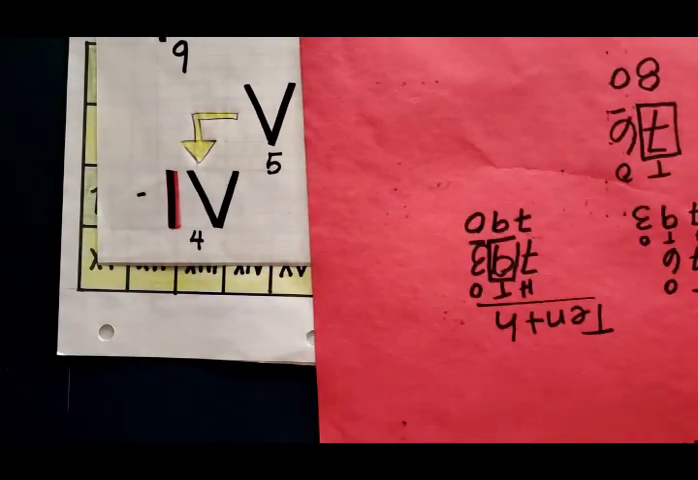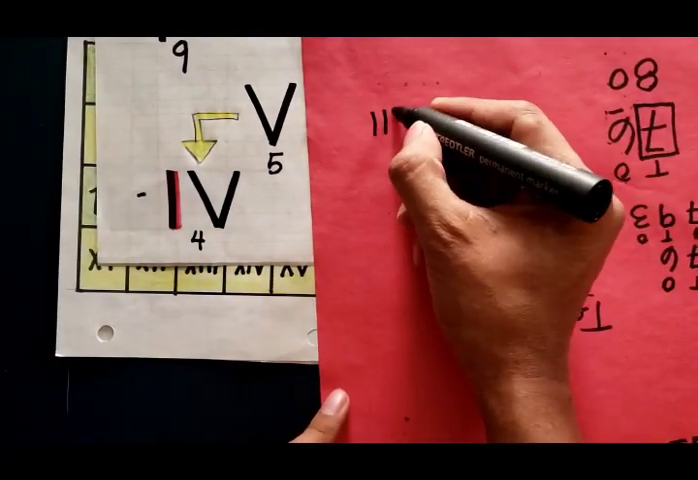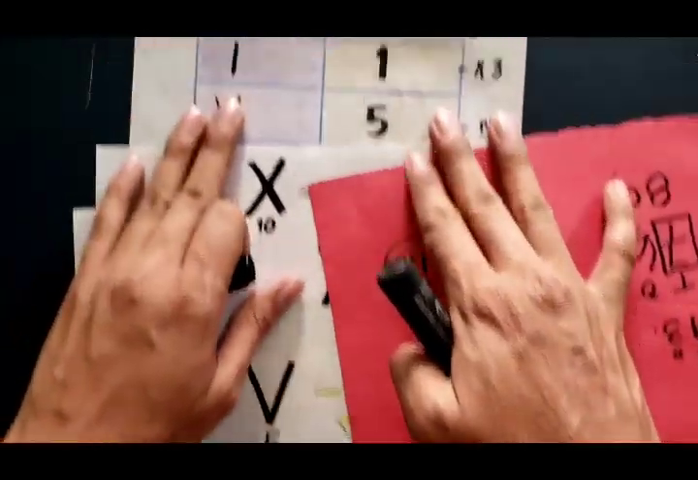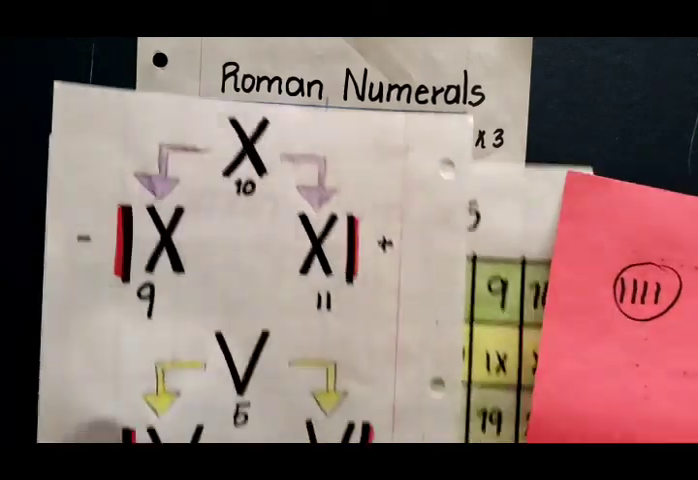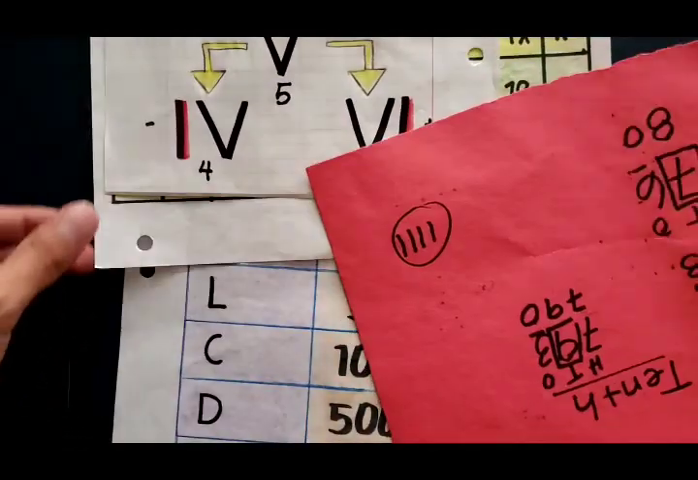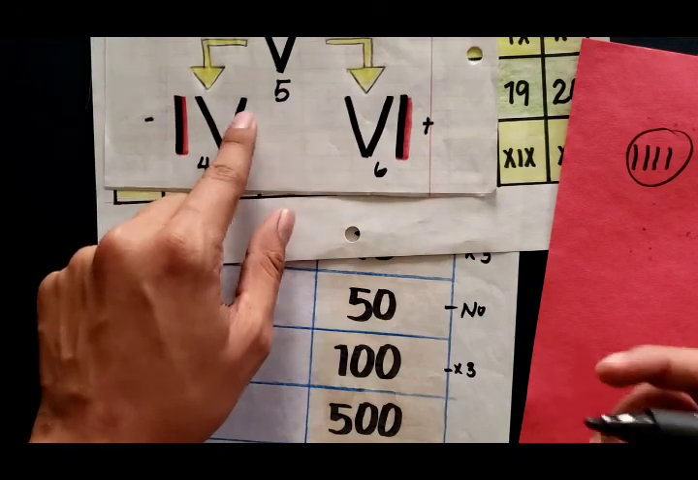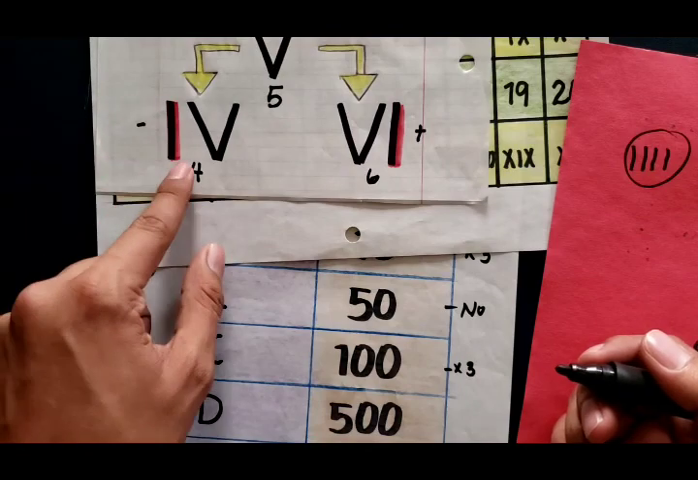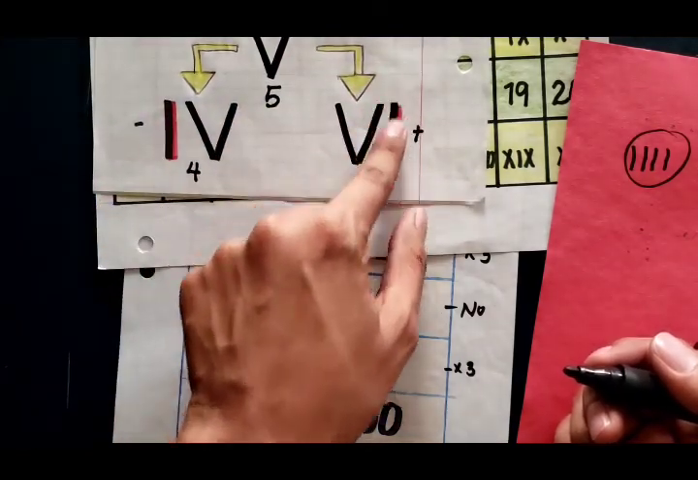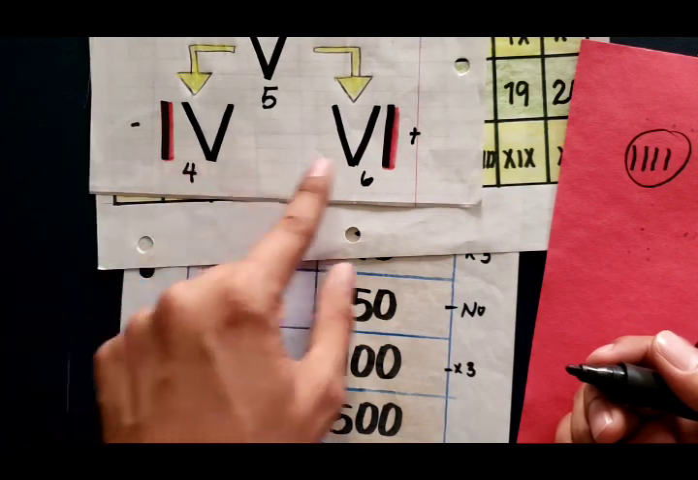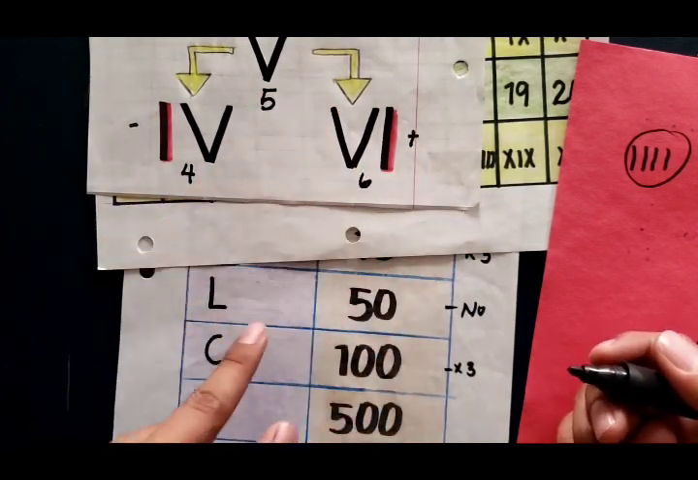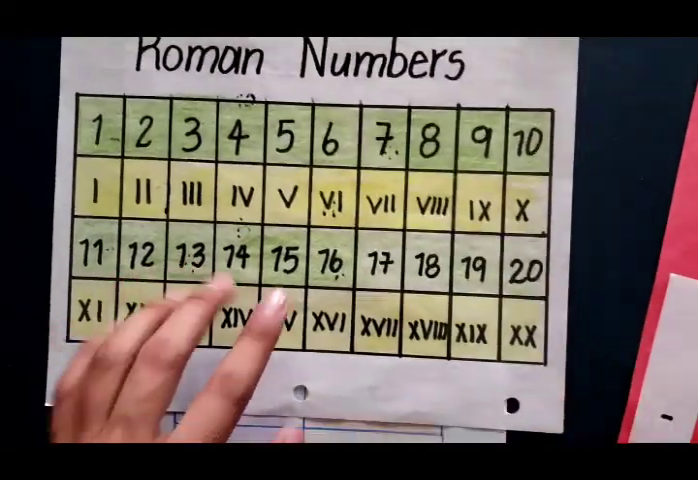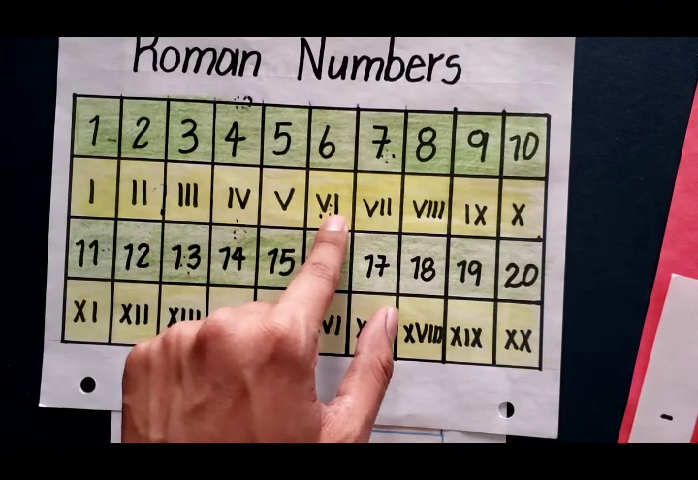Why do I have to write 4 like that? Because the rule says you can only repeat the line up to 3 times. So we needed to find a different way to write the number, and that's why the Romans write the number 4 in this way. If you put the line before, it means minus. If you put the line after, it means plus. This is 4, this is 6, and this one is number 5. Let's continue counting. Here we have number 6, 5 and a 1.